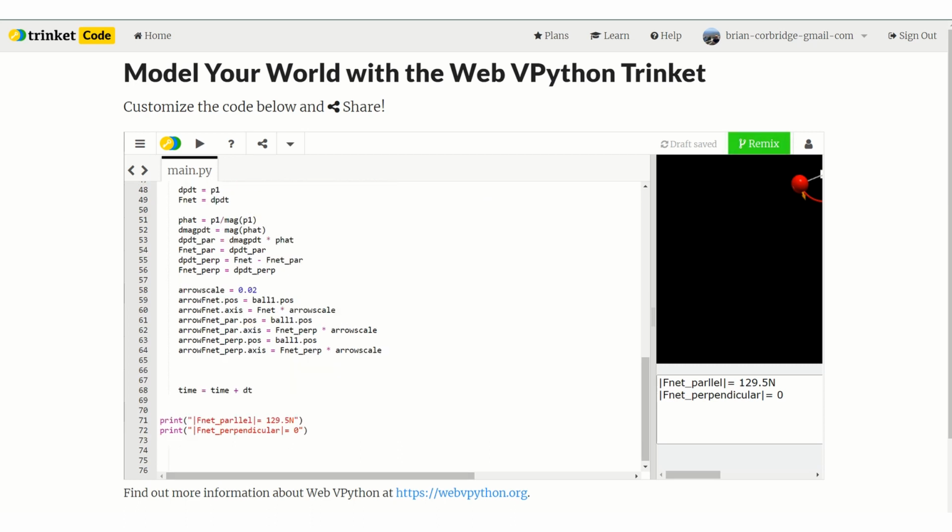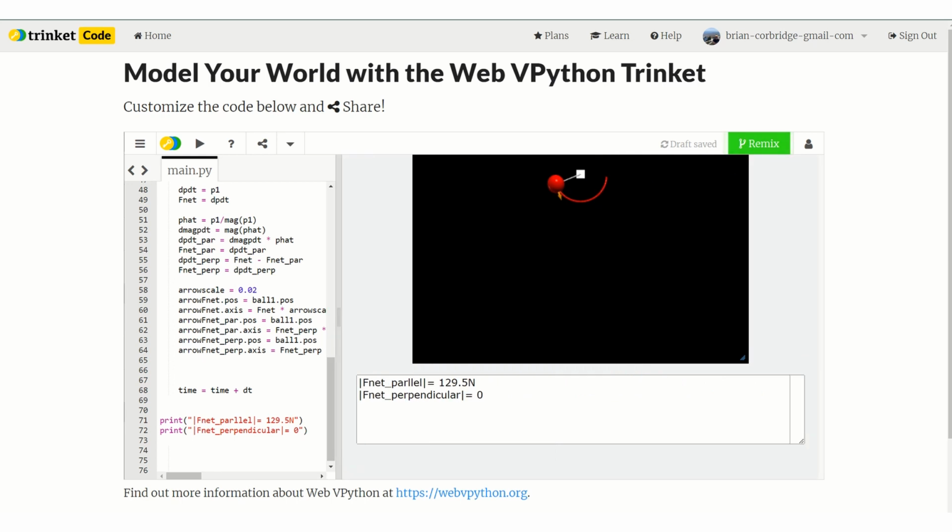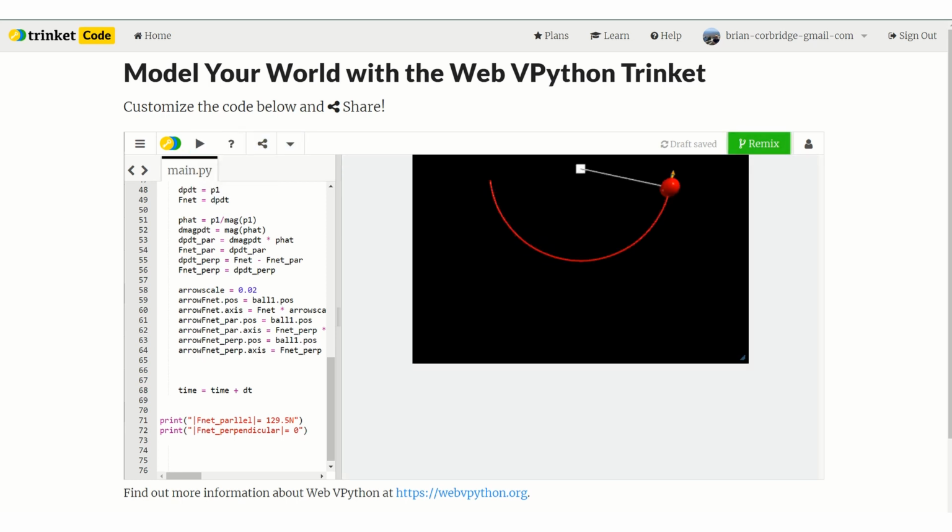And as you can see, the F net perpendicular is zero, because I'm just finding it at the initial time, and the velocity was zero. And that's what I got for F parallel. I did the calculations on my own over here on paper. And yeah, as you can see, there's the little simulation I got.